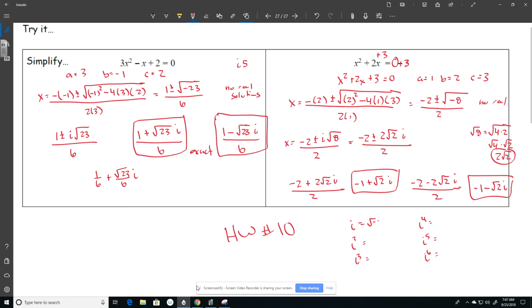i equals square root of negative 1. i squared equals square root of negative 1 times the square root of negative 1, which just equals negative 1. i cubed is the square root of negative 1 times the square root of negative 1 times the square root of negative 1, which equals negative 1 times the square root of negative 1. Keep going and see what these simplify to if you get bored.